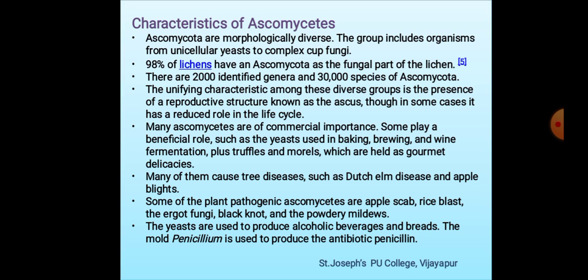Many of them cause tree diseases such as Dutch elm disease and apple blights. Some of the plant pathogenic ascomycetes are apple scab, rice blast, the ergot fungi, black knot, and the powdery mildews. The yeasts are used to produce alcoholic beverages and breads. The mold Penicillium is used to produce the antibiotic penicillin.